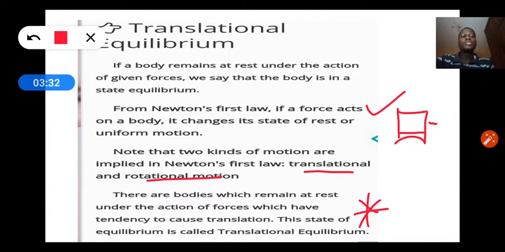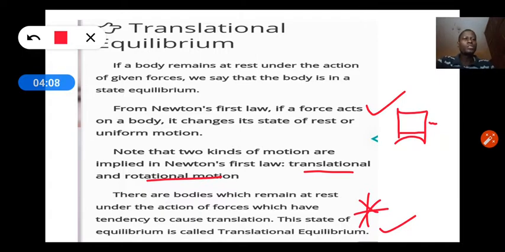Now, this state of equilibrium is called what? Translational equilibrium. A body is at rest. There are forces acting on that body, but those forces are not causing it to move. But those forces have the tendency to cause translation. What's translation? That's moving an object from one point to another. So we'll say in that situation that the body is in translational equilibrium.